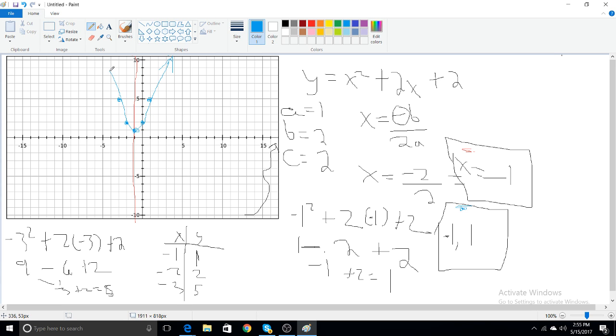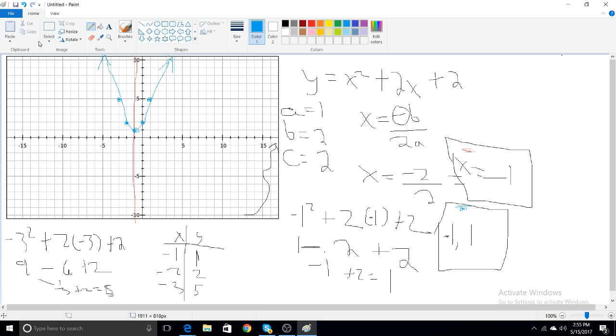Okay, so that is what our no real solution looks like, which is actually even easier because you can just tell by the graph there is no solution. This graph will never come through the x-intercept line. So that makes it pretty easy.